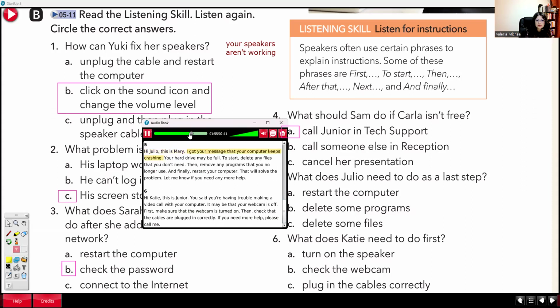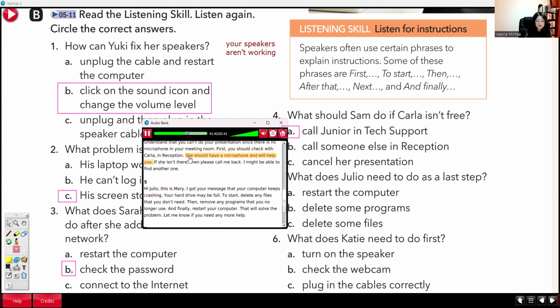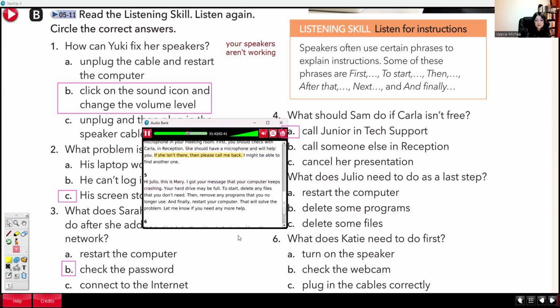I got your message that your Let me computer keeps move it back. crashing. Should have a microphone and will help you. If she isn't there, then please call me back. I might be able to find another one.